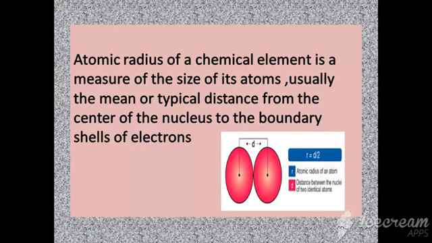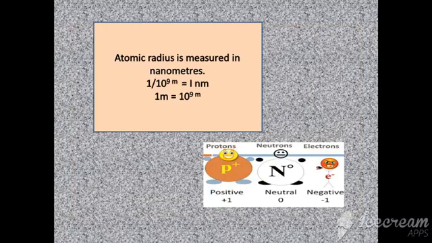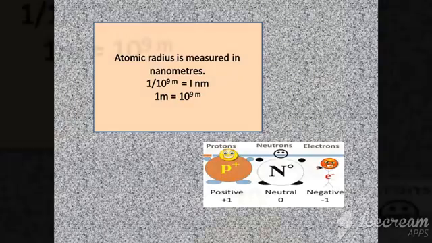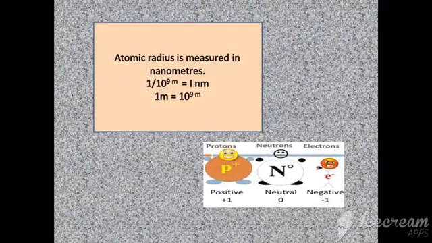Okay. So atomic radius, how is it measured? It is measured in nanometers. Atomic radius is measured in nanometers. This is the unit: 1 by 10 power 9 meter is equal to 1 nanometer. 1 meter is equal to 10 power 9 nanometers.